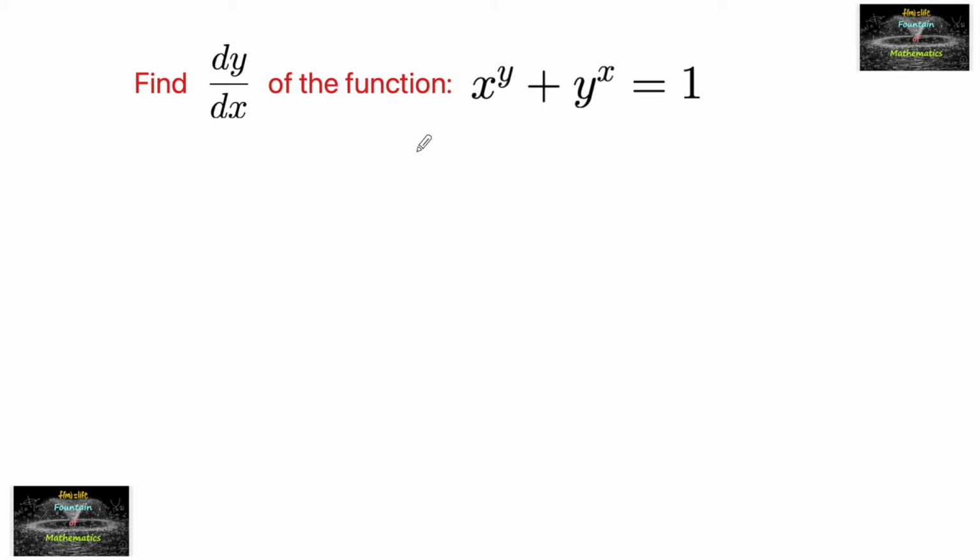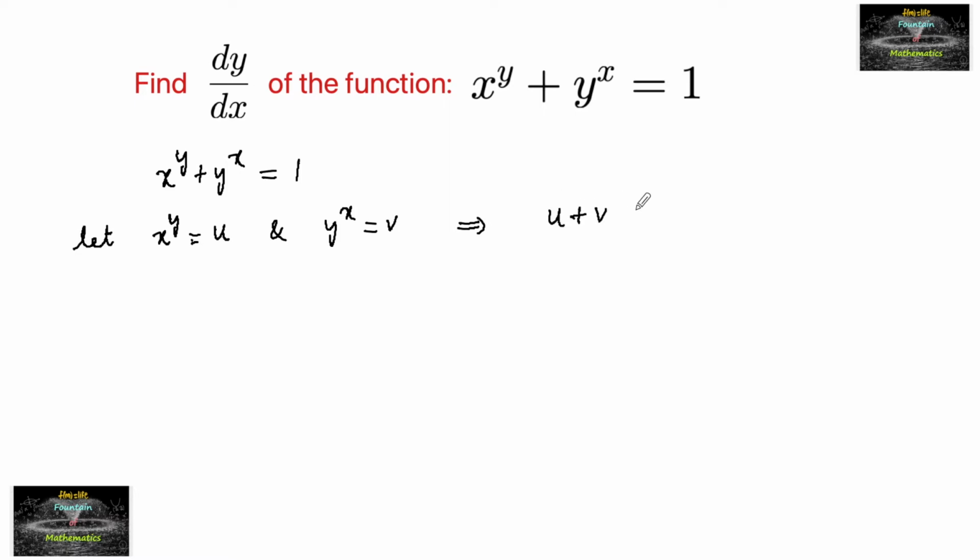Find dy by dx of the function x to the power of y plus y to the power of x is equal to 1. So let us consider x power y is equal to u and y power x is equal to v, so that our given equation becomes u plus v is equal to 1. On differentiating, you'll get du by dx plus dv by dx is equal to 0.